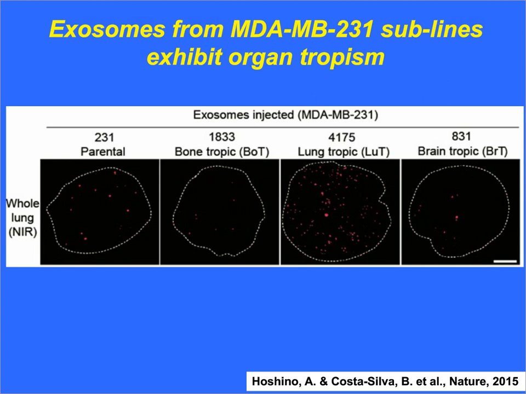And here you could see there's the bone tropic, 1833, the lung tropic cell line exosomes, 4175, and the brain tropic, 831, to the right. And what you see is the lung tropic exosomes are clearly outnumbering all the other organotropic exosomes in the lung. You do see few bone and brain tropic exosomes present in the lung. And we found out that these exosomes are capable of causing slight vascular leakiness, but they're unable to fuse with cells that are in the lung parenchyma itself. Only the lung tropic exosomes are fusing with cells, passing on the tumor information by the exosomes.